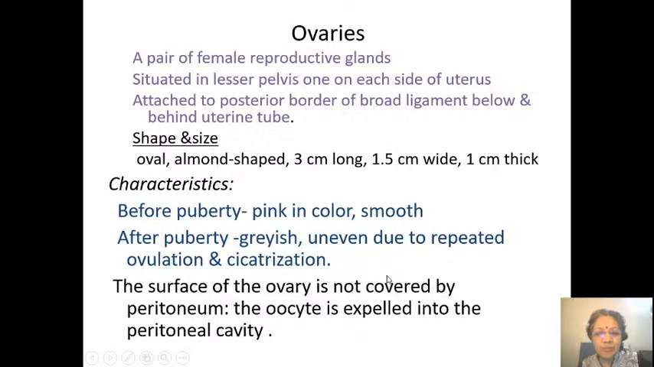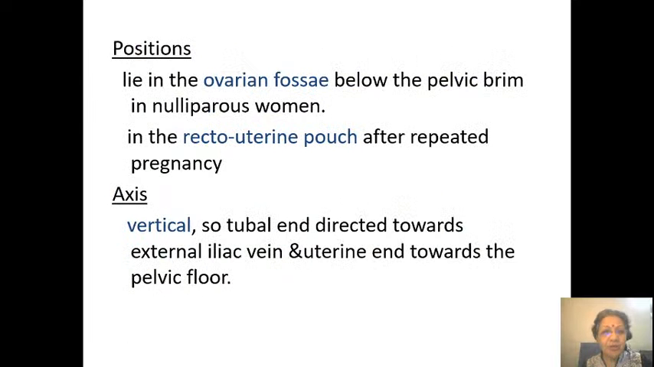and pinkish in color before puberty, and after puberty every monthly cycle an ovum is released from the surface, and because of repeated ovulation, wherever the release happens a scar develops on the surface. So the surface of the ovary gradually becomes pinkish gray and then almost grayish, and that surface of the ovary is not covered by peritoneum. Please remember, the mesovarium is suspending the ovary, but apart from where the mesovarium enters the ovary, the rest of the ovarian surface is open to the peritoneal cavity, and the oocyte is therefore expelled into the peritoneal cavity to be picked up by the fallopian tube.